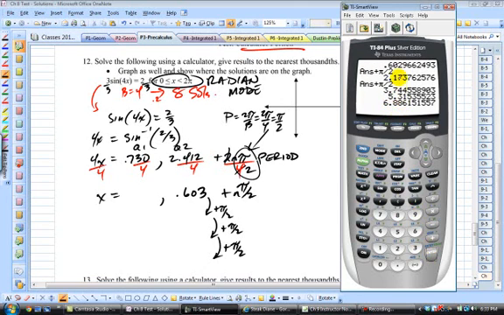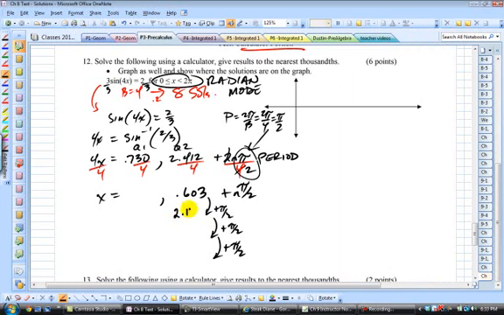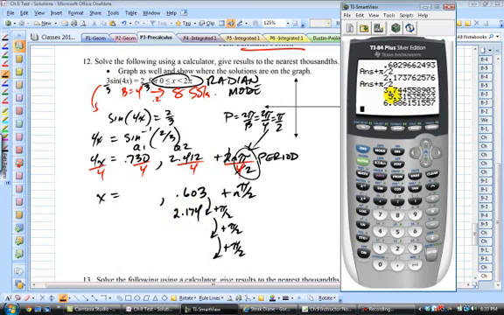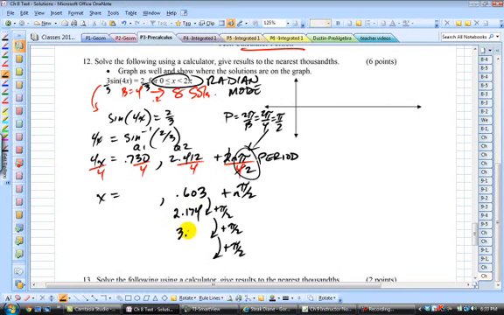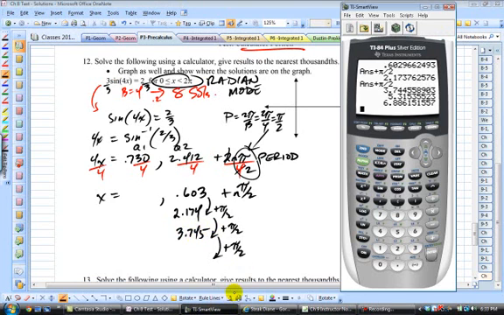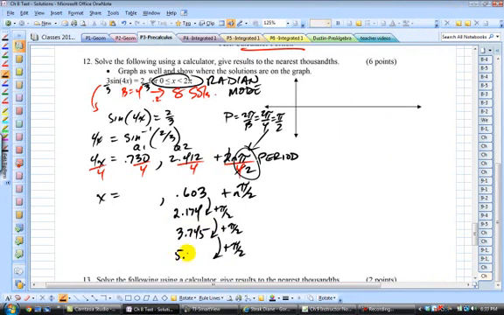So let me just write these down here. 2.174. Okay, so 2.174. 3.745, and this one 5.315. So 5.315. Okay, those are my 4 solutions there from this one. These are my first solutions now because I'm solving for x.